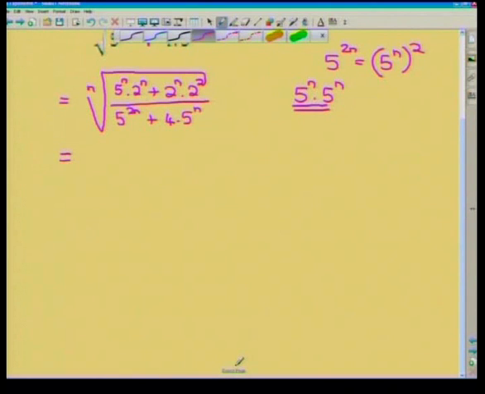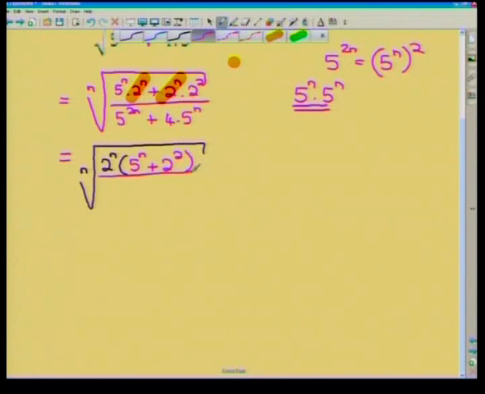Now, if I look at the top of this fraction, I can see that there's a 2 to the n there and a 2 to the n there, which means I could take it out as a common factor. So let's get our nth root going. At the top, I can take out 2 to the n, leaving me with 5 to the n plus 2 squared. Now remember what I said about this. I said that is the same as saying 5 to the n times 5 to the n. So let's replace it with that.